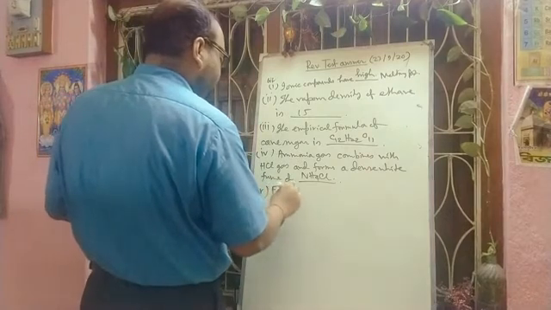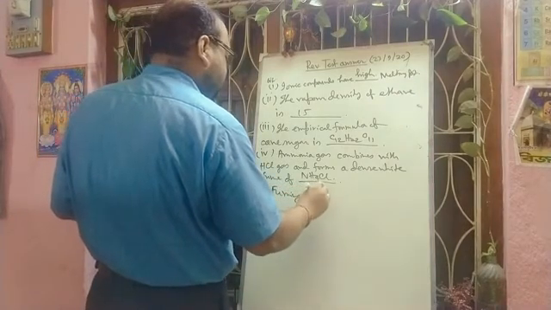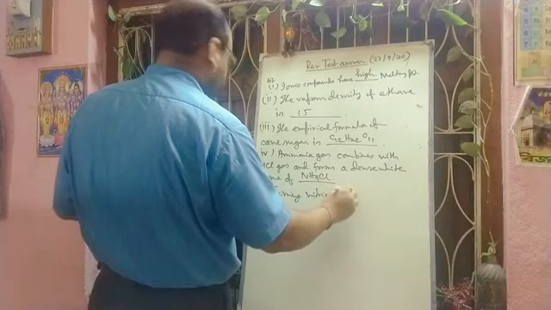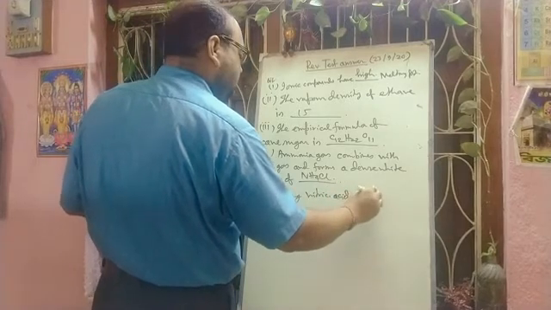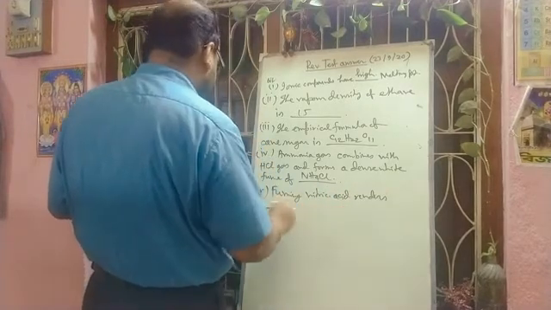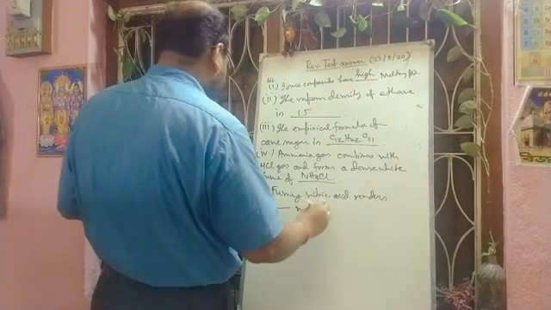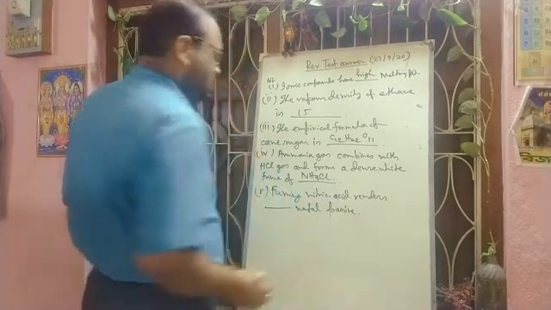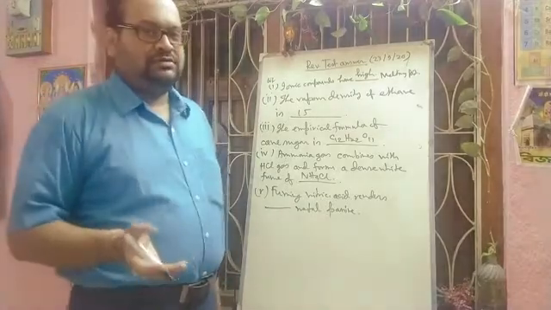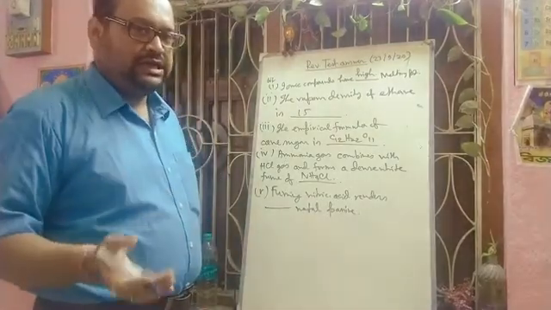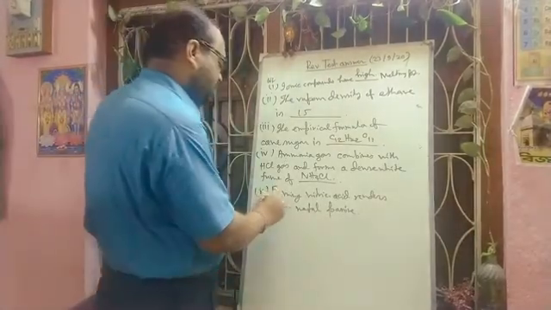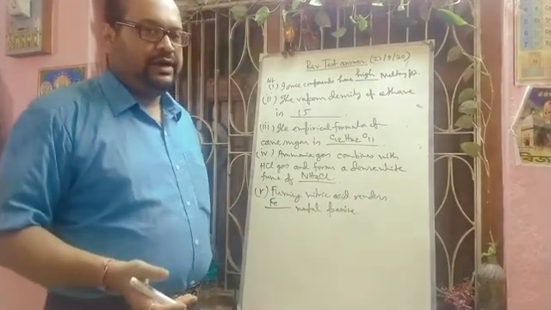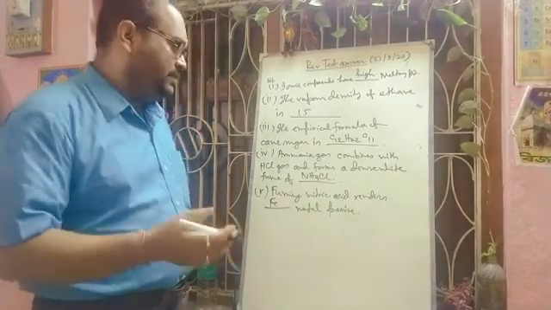Fuming nitric acid renders metal passive. Generally two types of metal, it is written in your book. One is iron, another is aluminium. So here you can write iron and aluminium, because it will react with the surface and there will be formation of oxide. That will stop the reaction and make it passive.